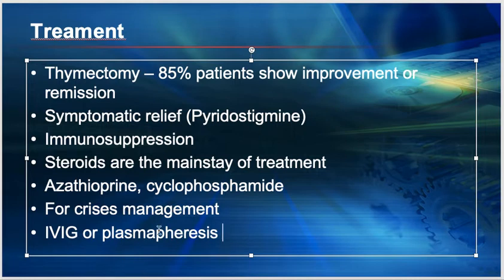So when someone goes into myasthenic crisis or there is exacerbation of the symptoms, it can be fatal, it can kill the patient, because they have intercostal muscle weakness or diaphragmatic weakness and cannot breathe. So this patient should be admitted into the ICU, and we start this management, just like in emergencies, to save the patient from this condition. So this is myasthenia gravis.